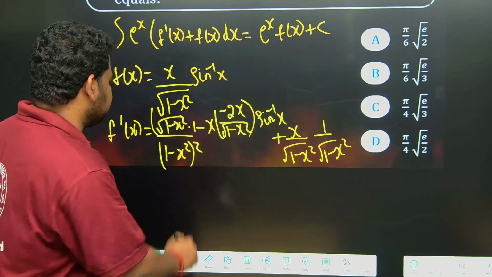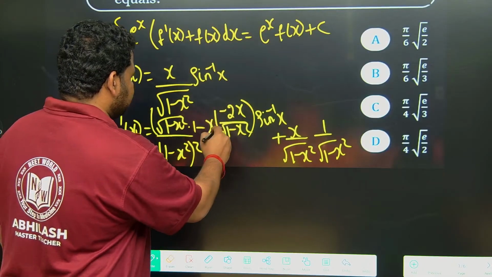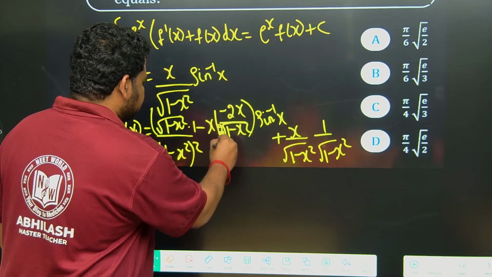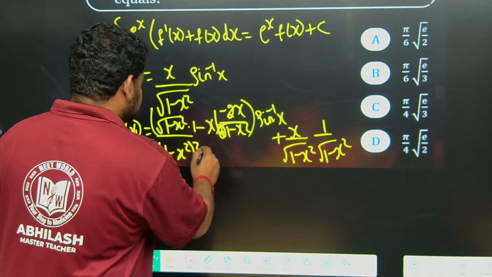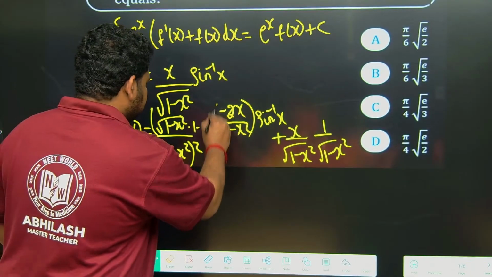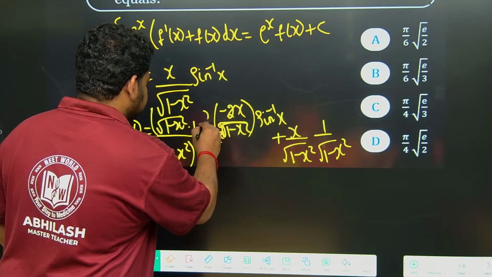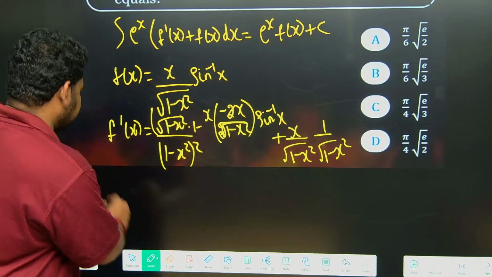Now on simplifying this, I can cancel what? This is 1 by 2 times square root of 1 minus x square. I can cancel 2 and 2. Actually this x should come up. This will be 1 by 2 times square root of 1 minus x square. This x will be here, minus. This is the thing. Now on simplifying this, what will I get?